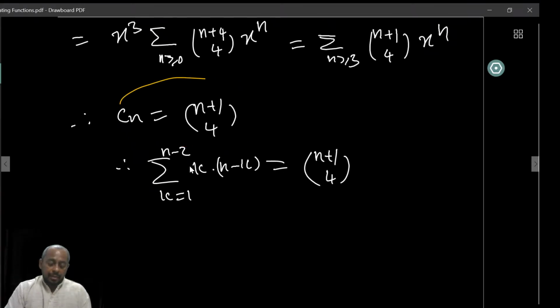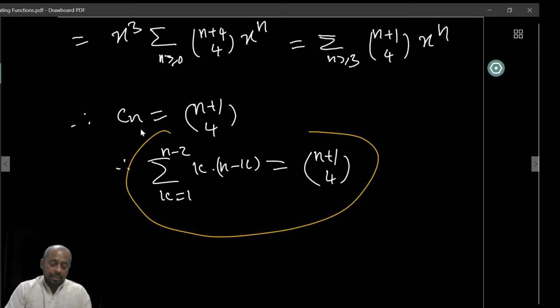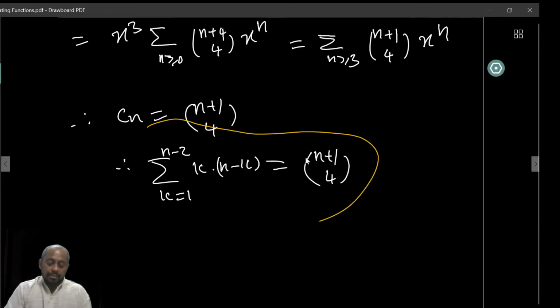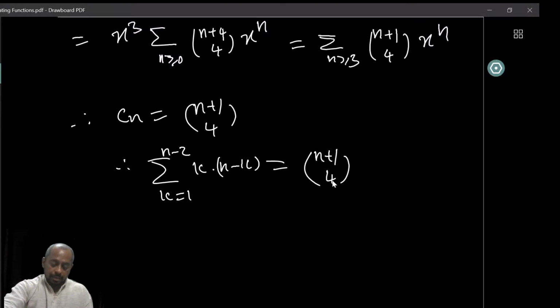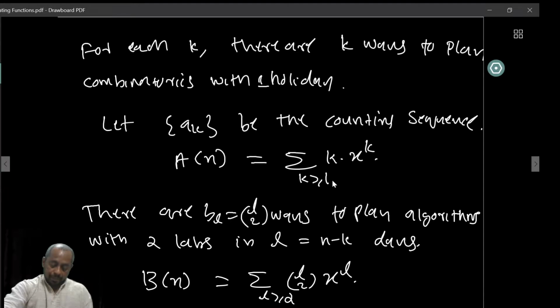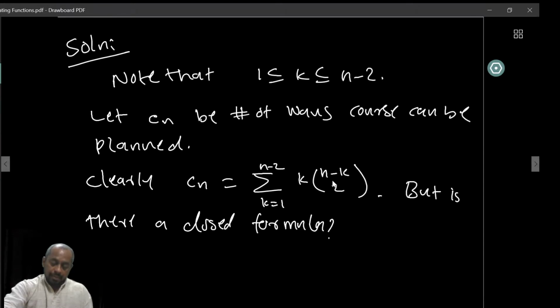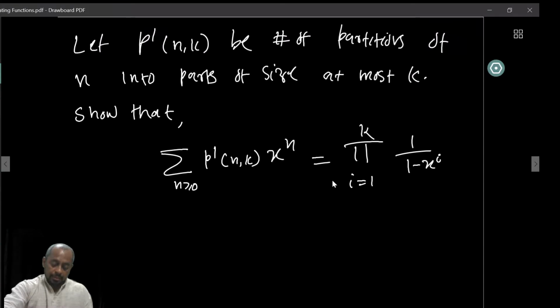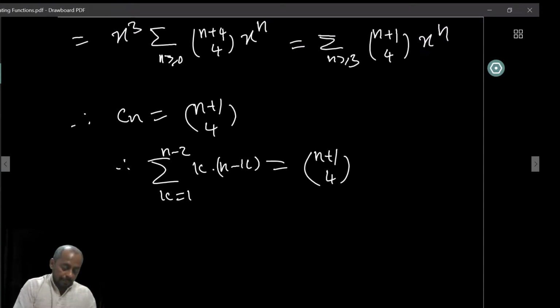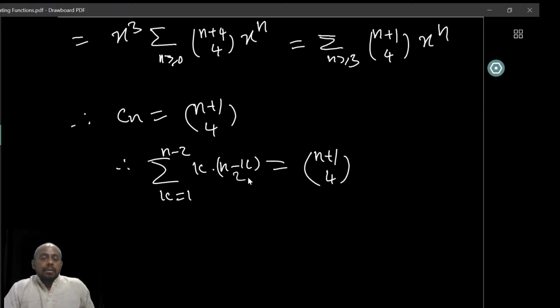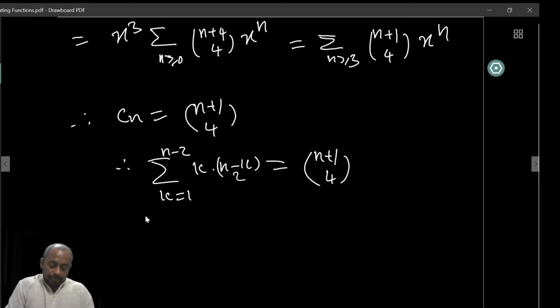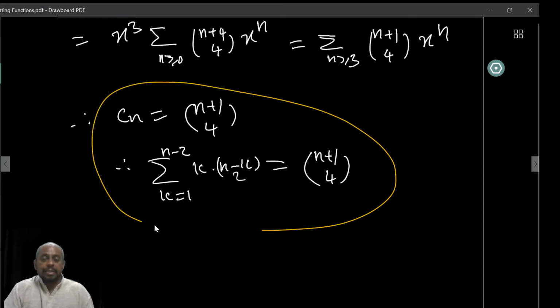Okay. And so therefore we also show that the summation k equal to 1 to n minus 2, k into n minus k choose 2, I think I missed that here. Yes, k into n minus k choose 2 is n plus 1 choose 4. So that is it. So we have found the closed formula for Cn.